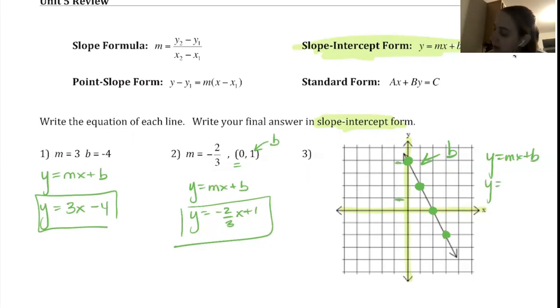So this is 1, 2, 3, 4. And then for my slope, I'm going to switch colors. We go down, right 1, down, right 1, down, right 1. So your slope, because you go down, is negative 2 over 1. That is the equation of the line.